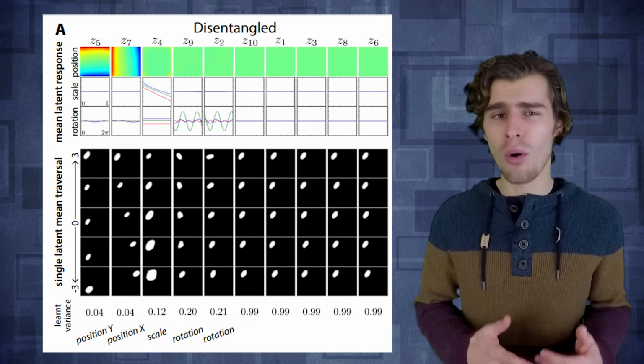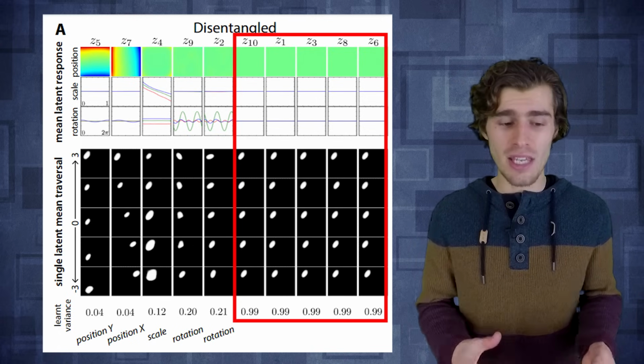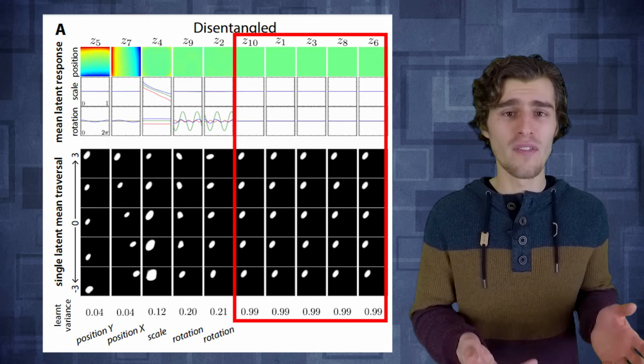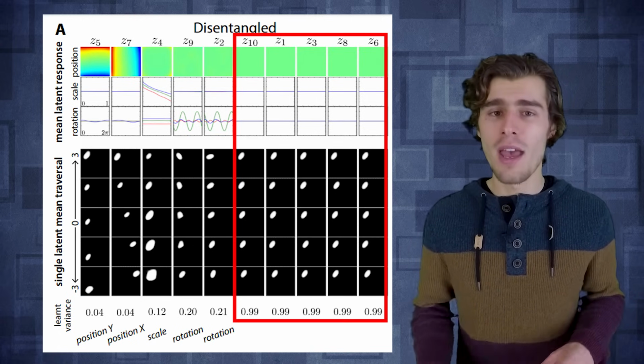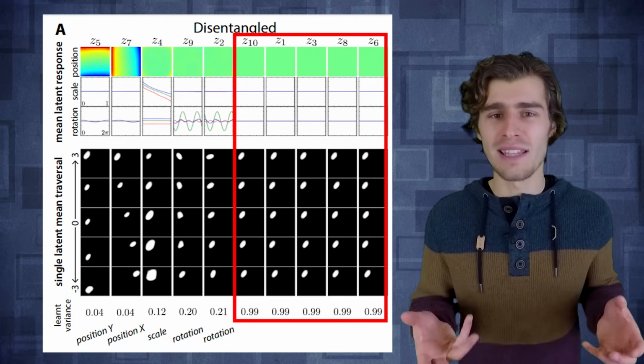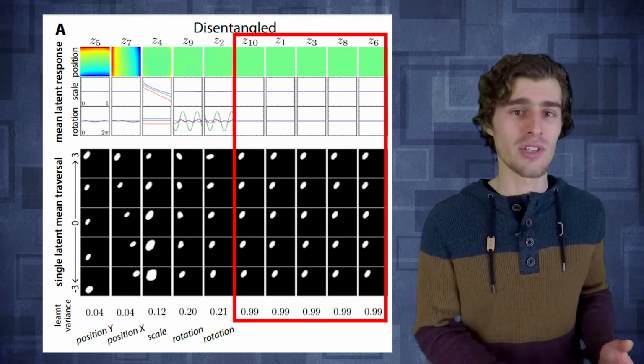But interestingly, all the other latent representations, even though they are still fixed at a Gaussian distribution, are not used, and this is because they weren't really necessary to encode the information of our input.